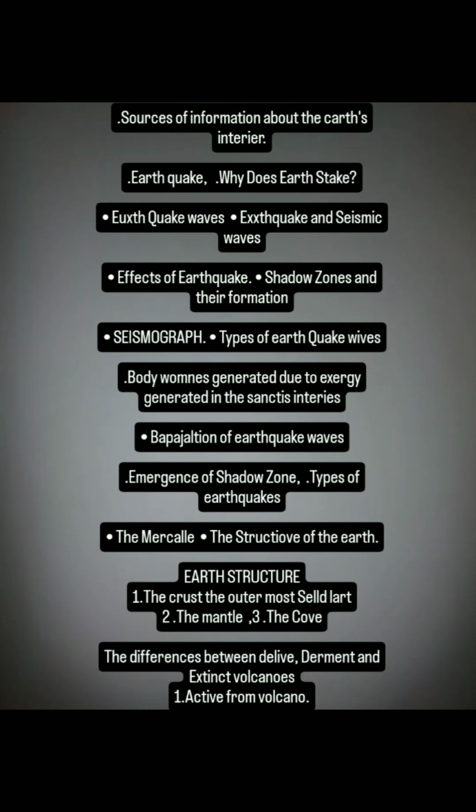Seismograph. Types of earthquake waves. 1. Body waves. 1.1 P waves. 1.2 S waves. 2. Surface waves. 2.1 Love waves. 2.2 Rayleigh waves. Body waves are generated due to energy generated in the Earth's interior. They interact with the surface rocks and generate other waves called surface waves.